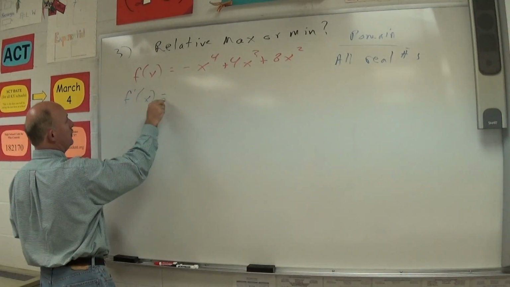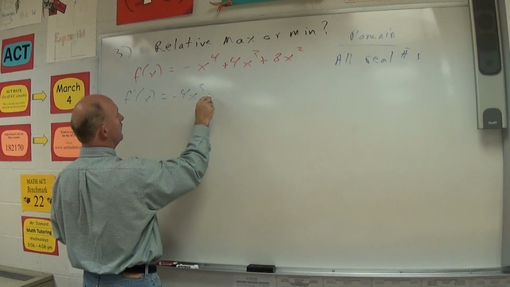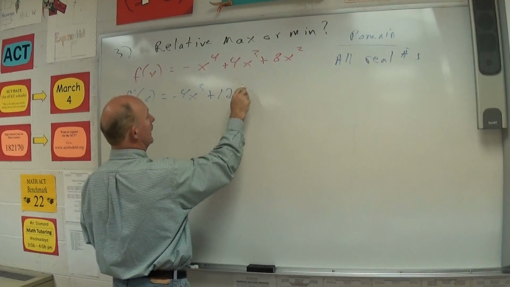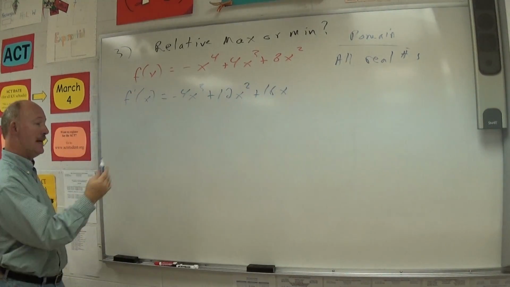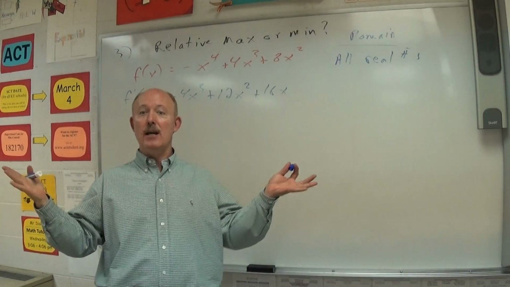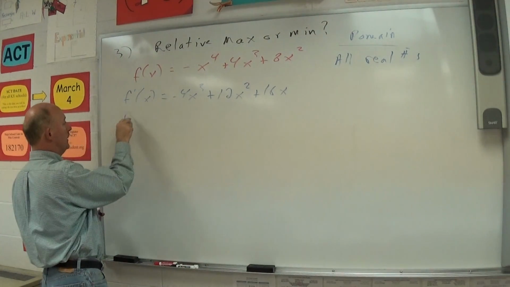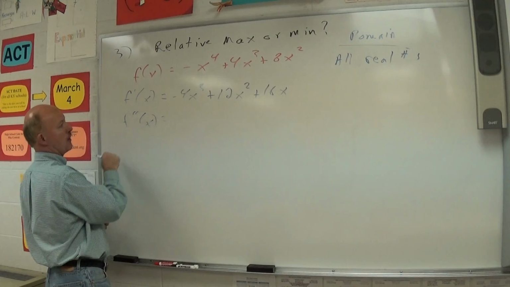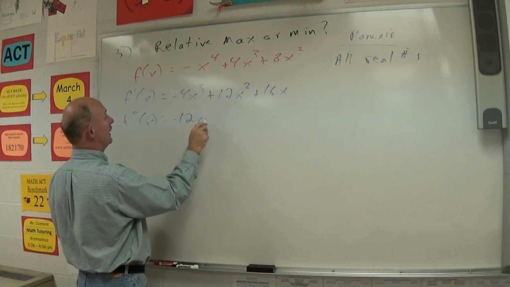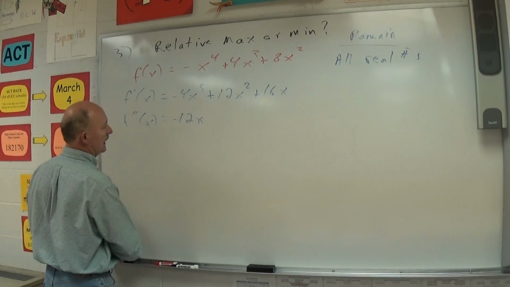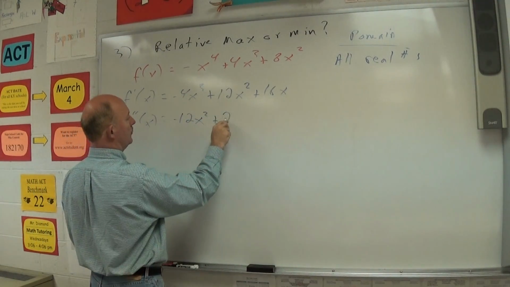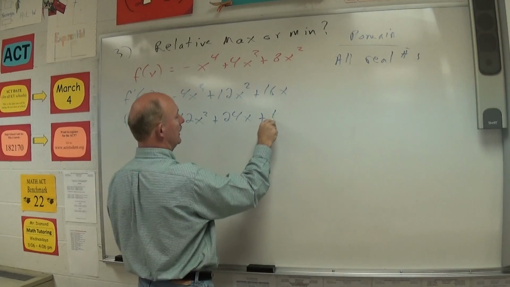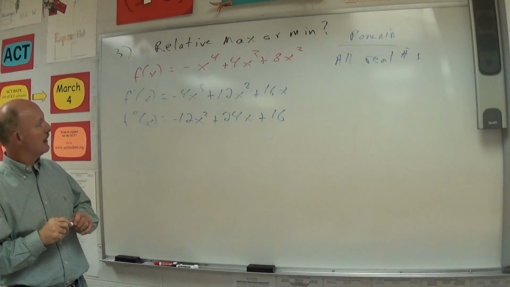Now the first derivative would be negative 4x cubed plus 12x squared plus 16x. So that'll be our first derivative. While we're at it, let's go and get the second derivative. So the second derivative should be f double prime of x equals negative 12x squared plus 24x plus 16. So we've got our second derivative.